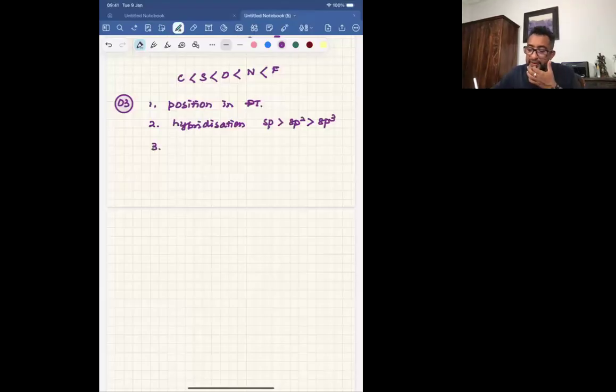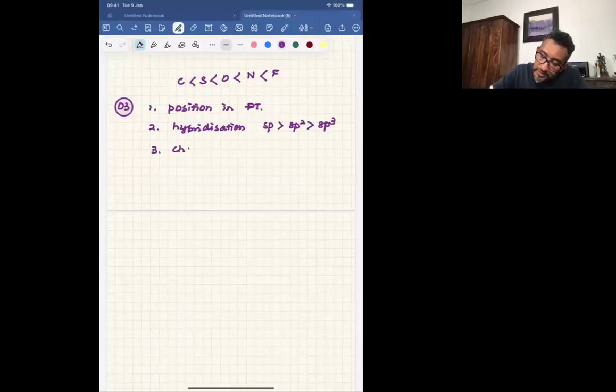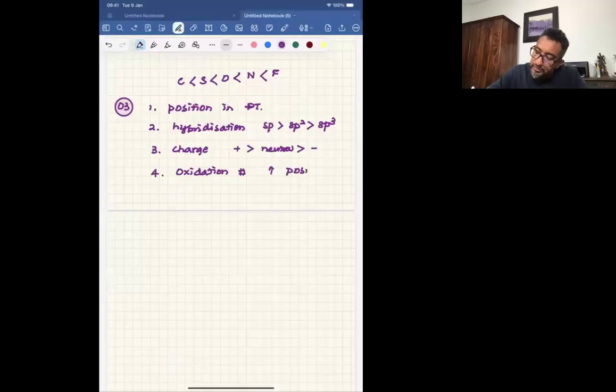Third one, what is the next one we look at? We look at the charge. If you have a positive value, it is more electronegative than neutral. Neutral is more electronegative than a negative value. Fourth one is the oxidation number. Higher the positive value, greater it is. Then the next one is the surrounding atoms.